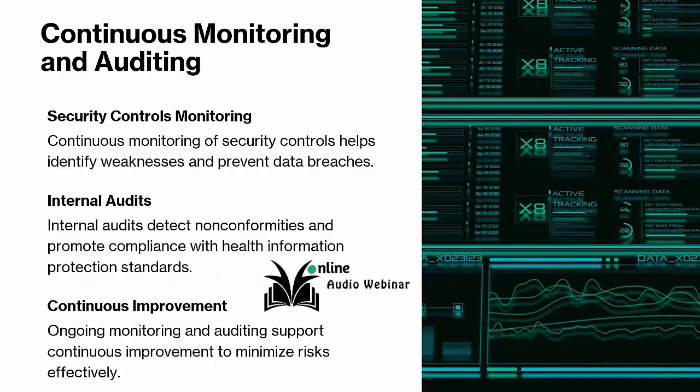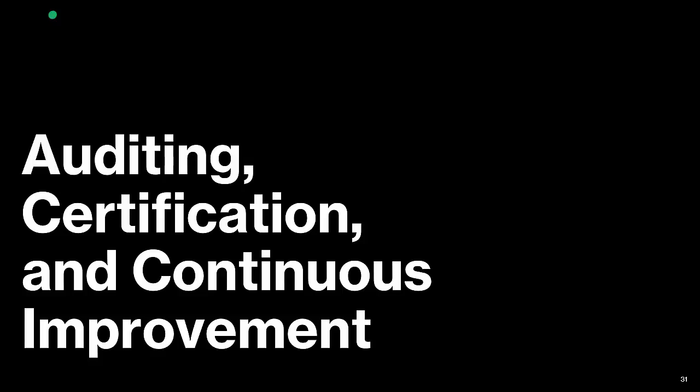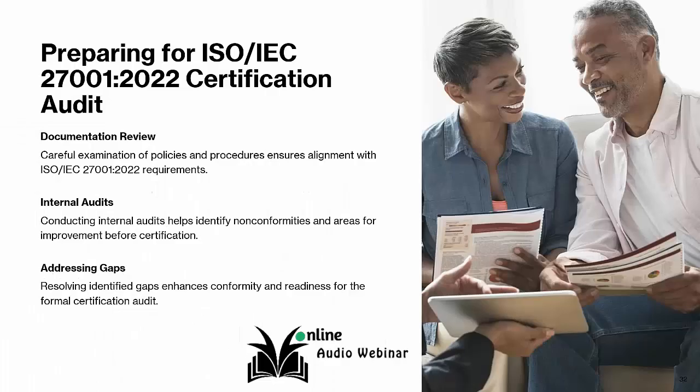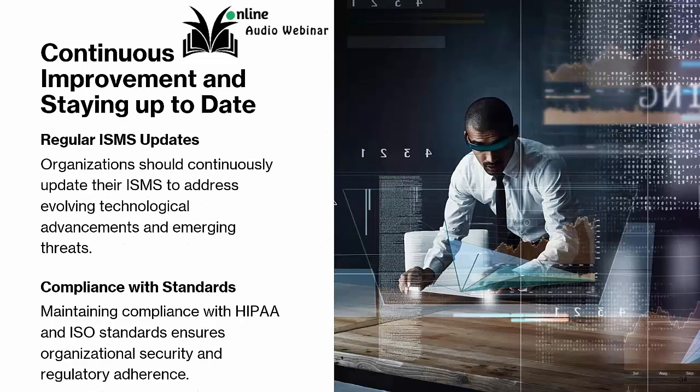You want to make sure that you have continuous monitoring of security controls; it helps identify weaknesses and data breaches. So incident management has to have timely breach detection. And part of that is being able to detect it quickly if you've had a breach to minimize damage and risk exposure. So you have auditing, certification, and continuous improvement. So you want to have careful examination when you're preparing, if you want to get certified, or if you are having an internal audit, it's done the exact same preparation way. So you can have internal audits and corrective action. So regular ISMS updates: update the ISMS to address evolving technological advances and emerging threats.